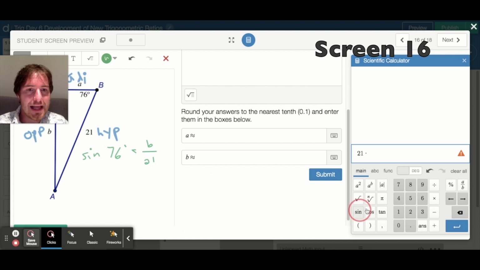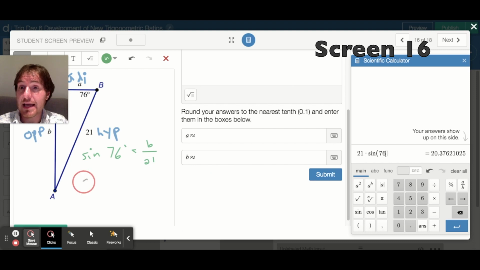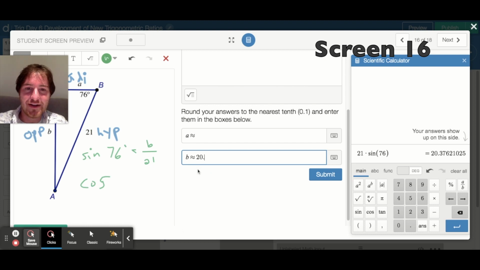Sine of 76 degrees. I'm in degree mode. Very nice. So 20.4. That's what I got for B. What am I going to get for A? Well, I'm just going to use cosine for this. I'm not going to type this in here, guys, I just talked through it. So B equals 20.4. Fine, I'll type it in. 20.4. What about A?